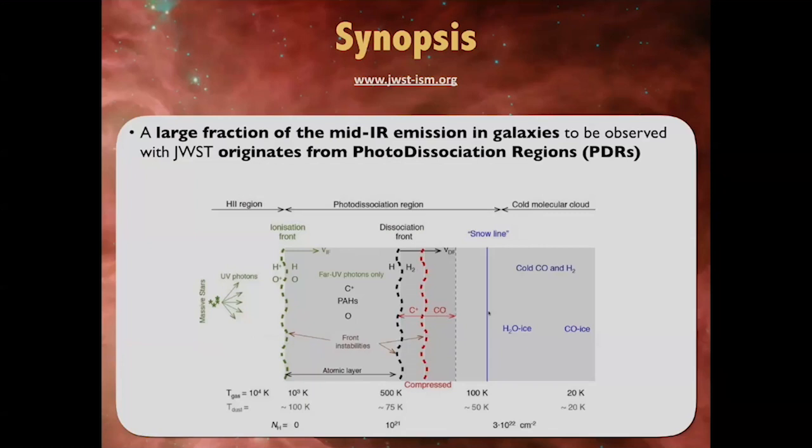Your carbon will convert to CO. And then even further away from the star, you go into the cold molecular cloud, where you also find, for example, water ice and CO ice. So our focus is on the PDR region, from the ionization front up to temperatures of around 100 Kelvin. And the emission that you can expect from a PDR is very rich.